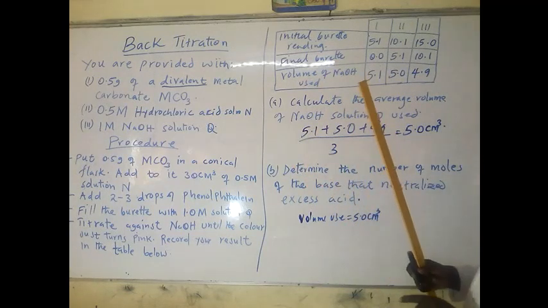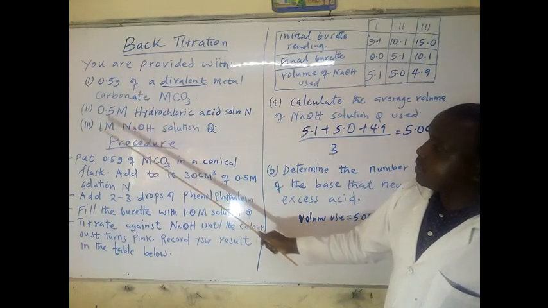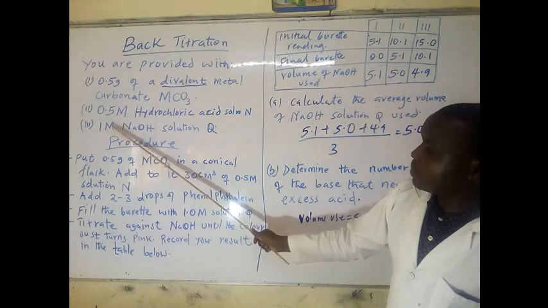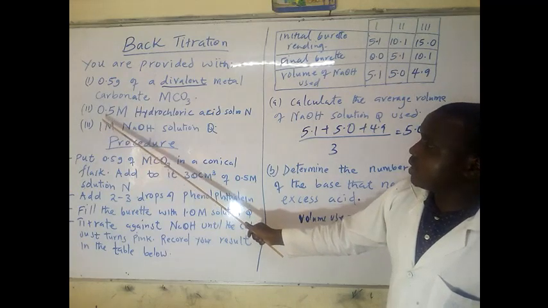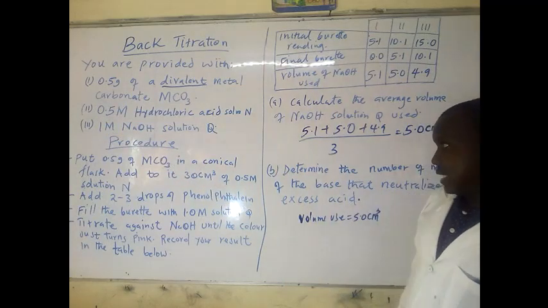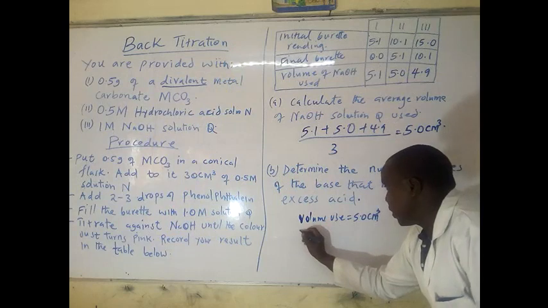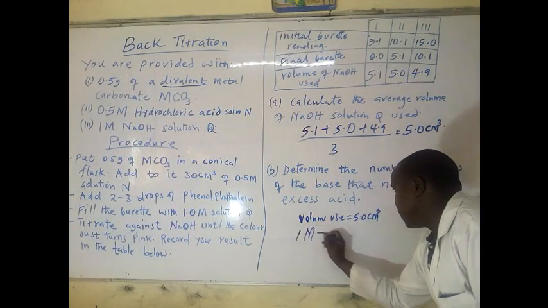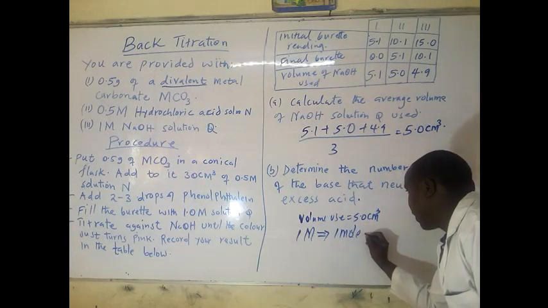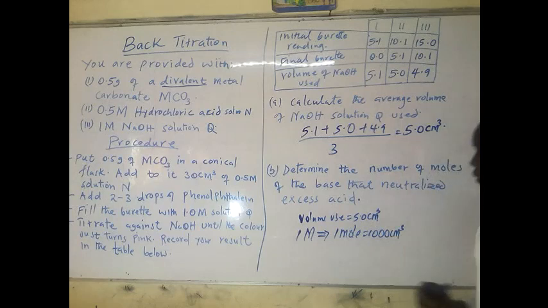But there is information we have here. The concentration of the solution we are given is 1 molar per liter. Remember, capital M stands for molarity. It means that this is the number of moles in 1 liter. So if you understand that, you should know that 1 capital M means it is 1 mole in 1,000 centimeters cube. That's what it means.